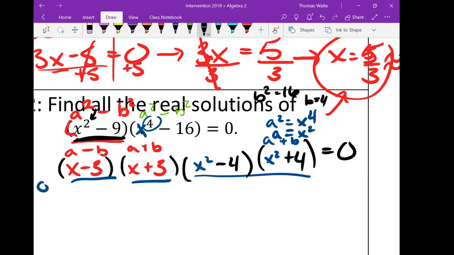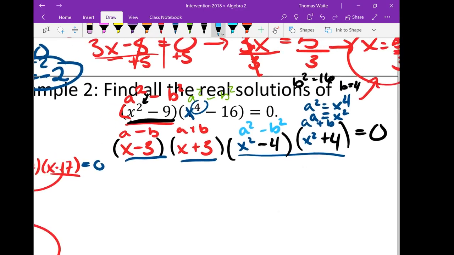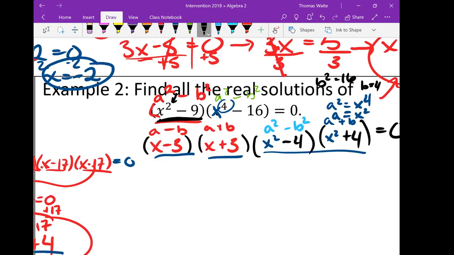What I want to do next, before we go and find our zeros, is break this up any more if we can. And it looks to me like we can, because I see here another difference of squares, right? I see an a squared minus b squared with x squared minus 4, because 4 is a perfect square. So let's rewrite this one more time. x minus 3, x plus 3. This is going to split up into two more terms.